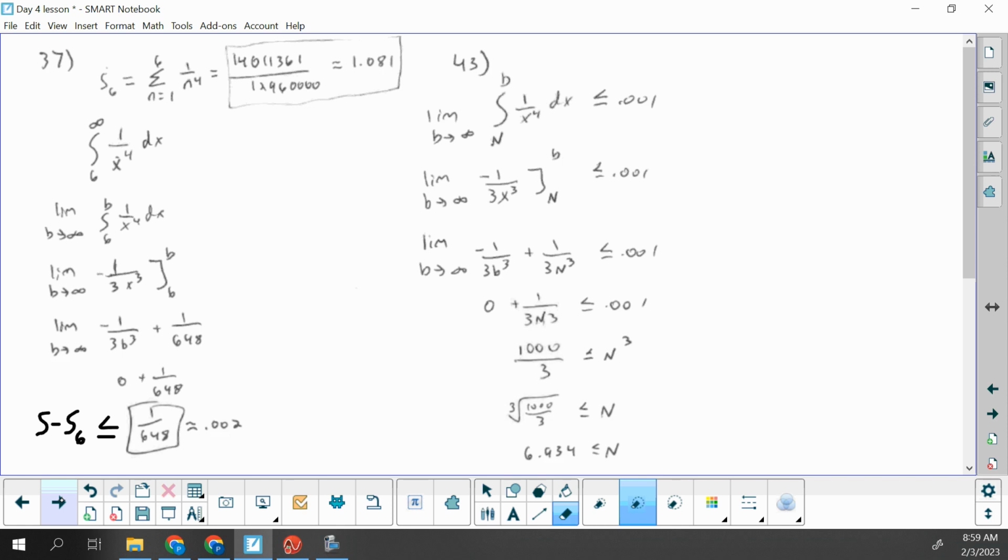Now in 43, we don't know how many terms to go out for the partial sum. We want our partial sum, though, to be within 0.001 of the infinite sum. So we're going to do like the process we just did, but instead of 6 to b, we're just going to do n to b, because we don't know how far out we have to go. So we do our antiderivative, we fill in the b, we fill in the n. As b goes to infinity, the first term goes away. And then we've just got an inequality in terms of n, because we want that remainder to stay less than or equal to 0.001.